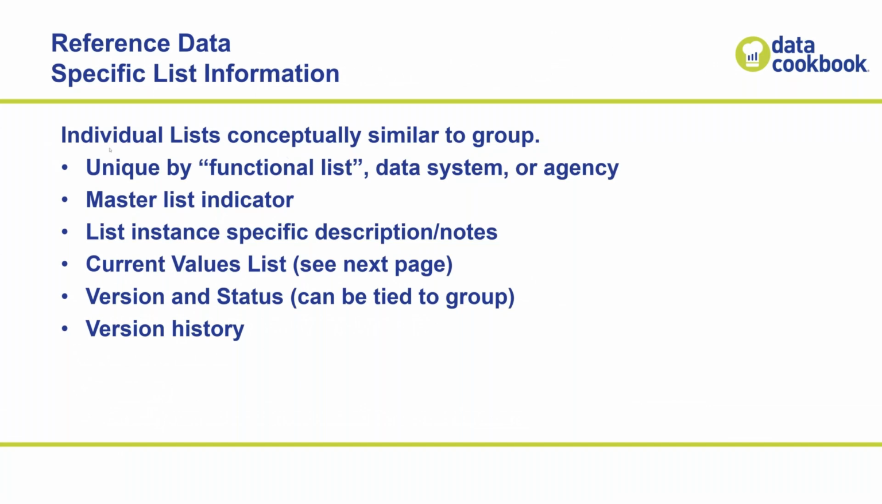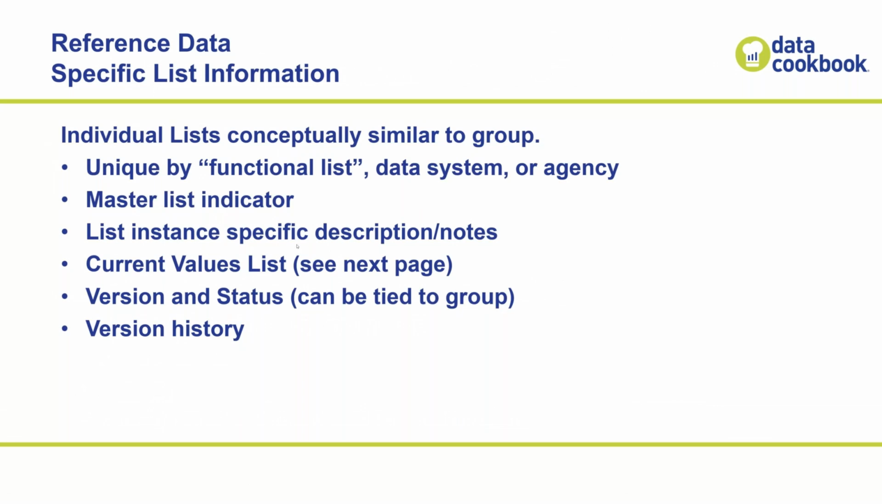But for the individual list: what group is it in? What's the data system that this list manages? Or if it's external, what is the agency? It doesn't have to be a specific system. You could have a list that's for reporting, where I'm sending this data to the federal government or a state report, and that could be the list. It doesn't have to be a data system; it could be an agency or external thing. Is this the master list, if you are tracking it that way?